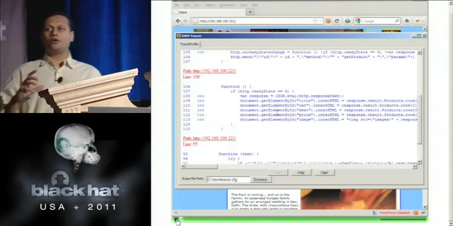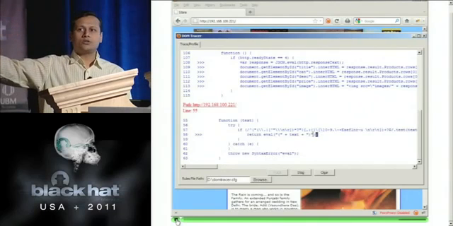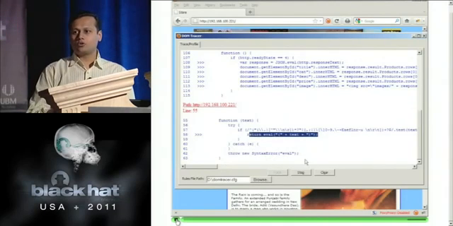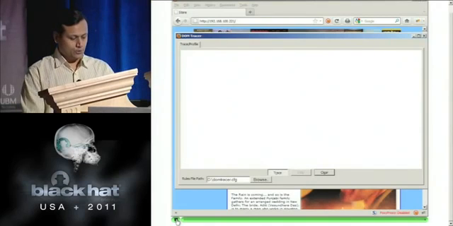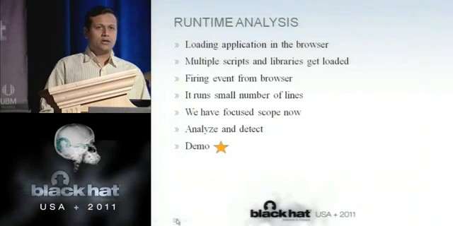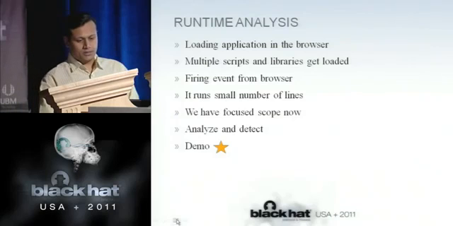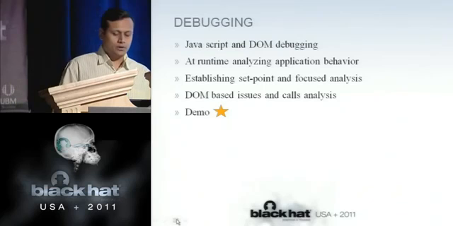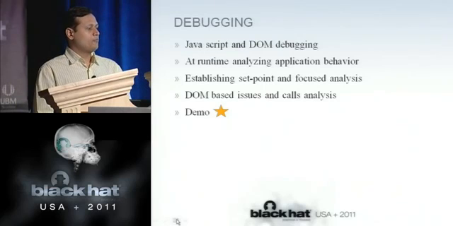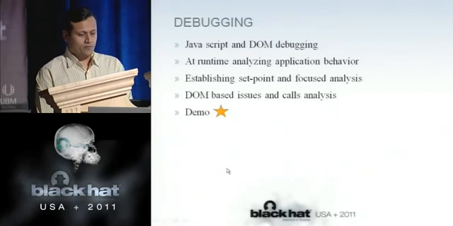So this is where we are doing scope reduction. After 100,000 lines of code, we have reduced our scope to only 100 or 150 lines. So this is a kind of runtime analysis. And a third approach which you can take is debugging. There are good debuggers out there for JavaScript, and my favorite one is Firebug.